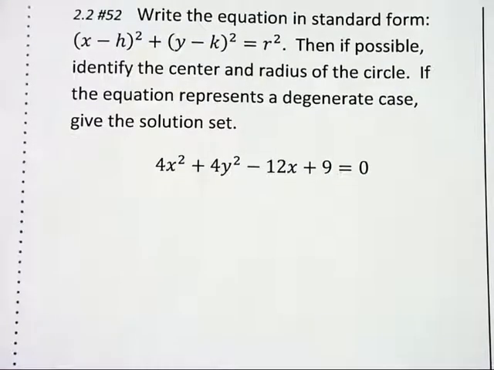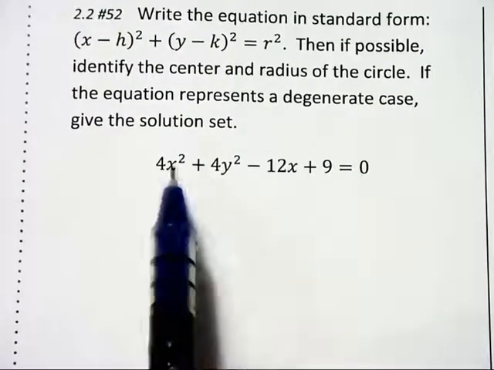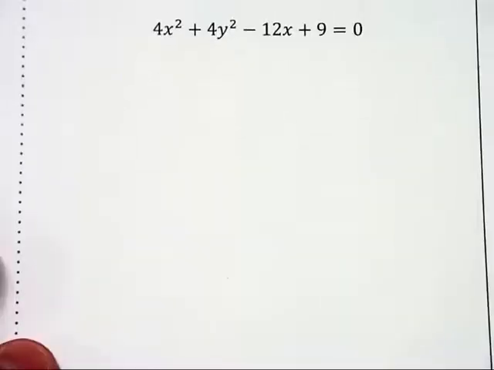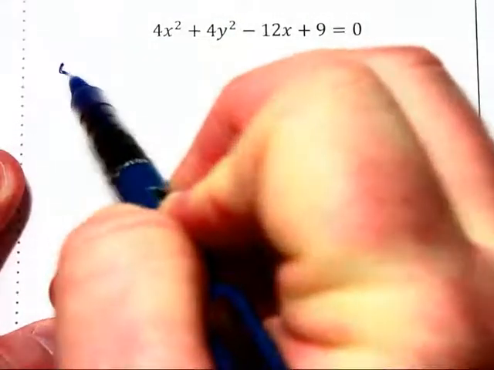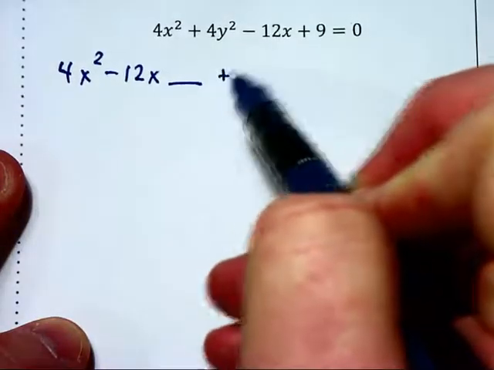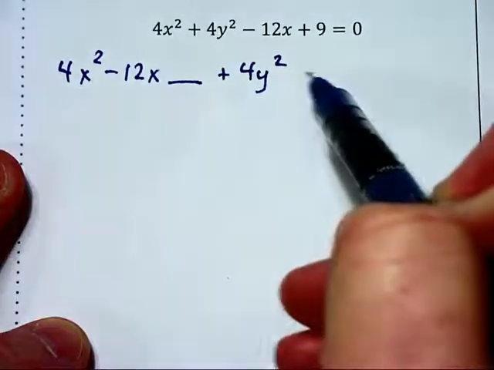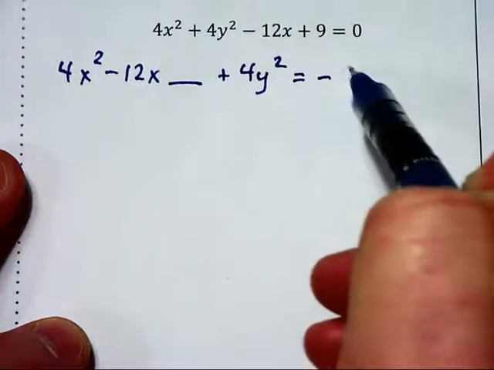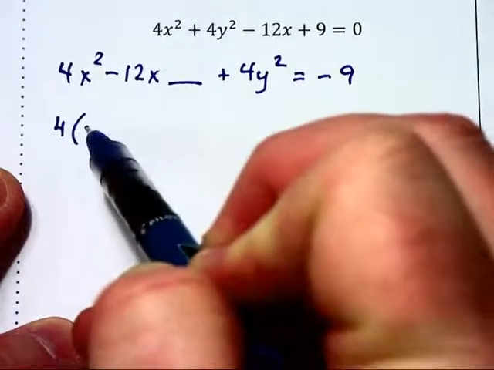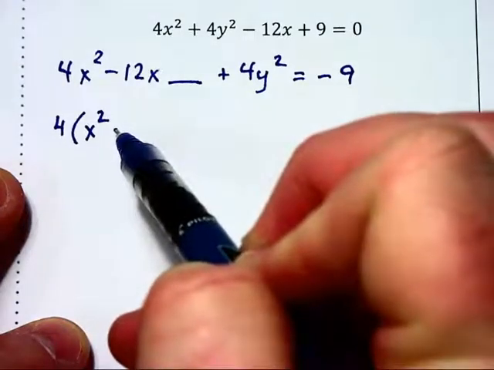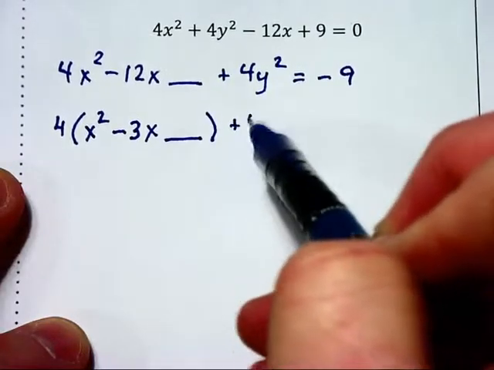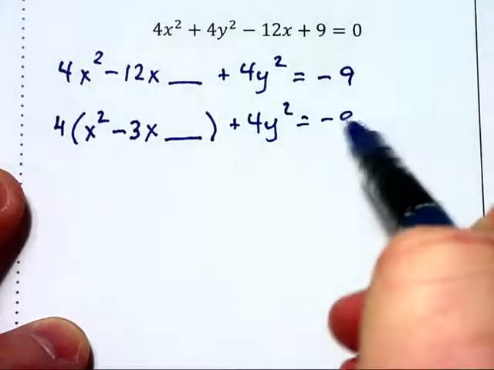Here we go with another problem with the same directions, but this time we have some leading coefficients in front of our x squared and y squared. So let's begin by grouping the x's and y's on the left. We will have 4x squared minus 12x, leave a blank, plus 4y squared, no more y's, so we're just going to skip over to the right-hand side, equals negative 9. I want to factor that leading coefficient of 4 out from these first two terms. That will give me x squared minus 3x, blank, close parentheses. Then write the rest of the equation on the next line here.